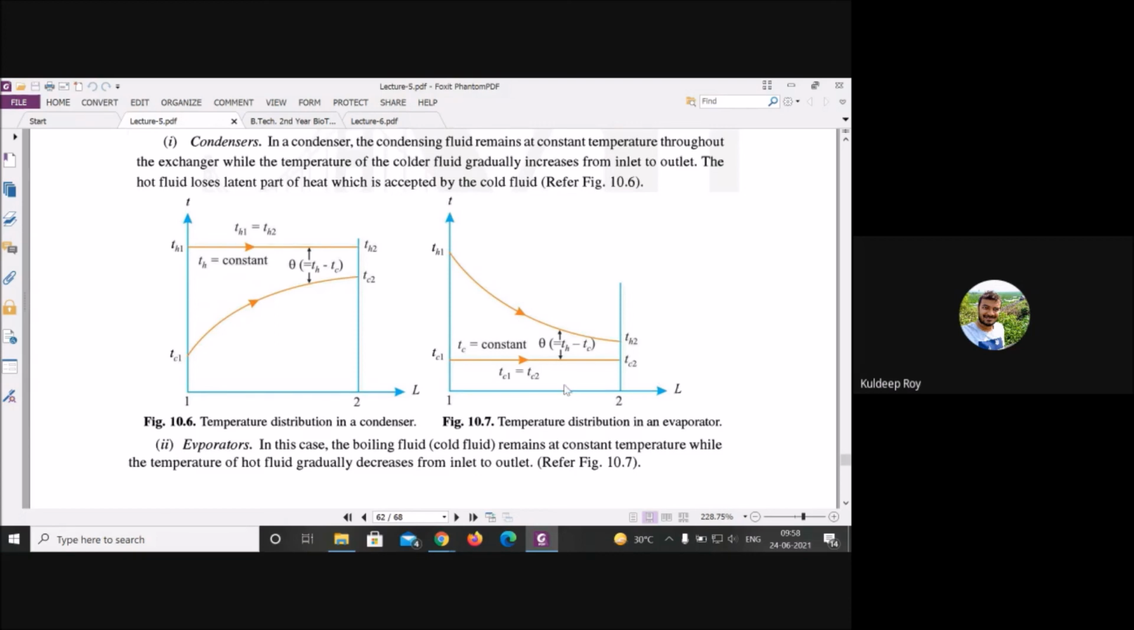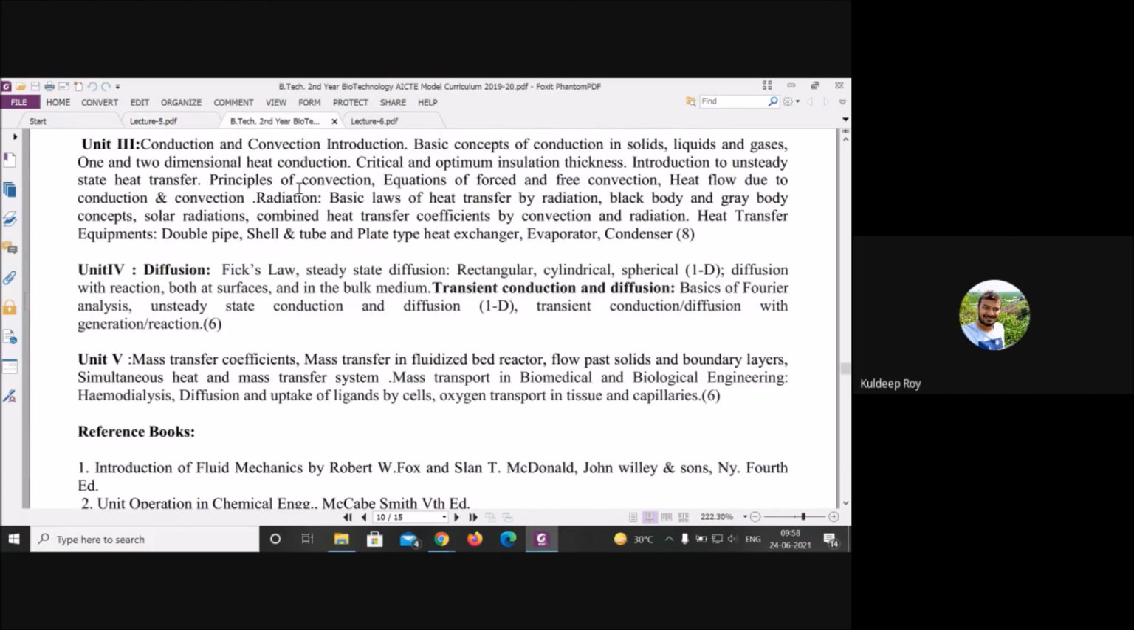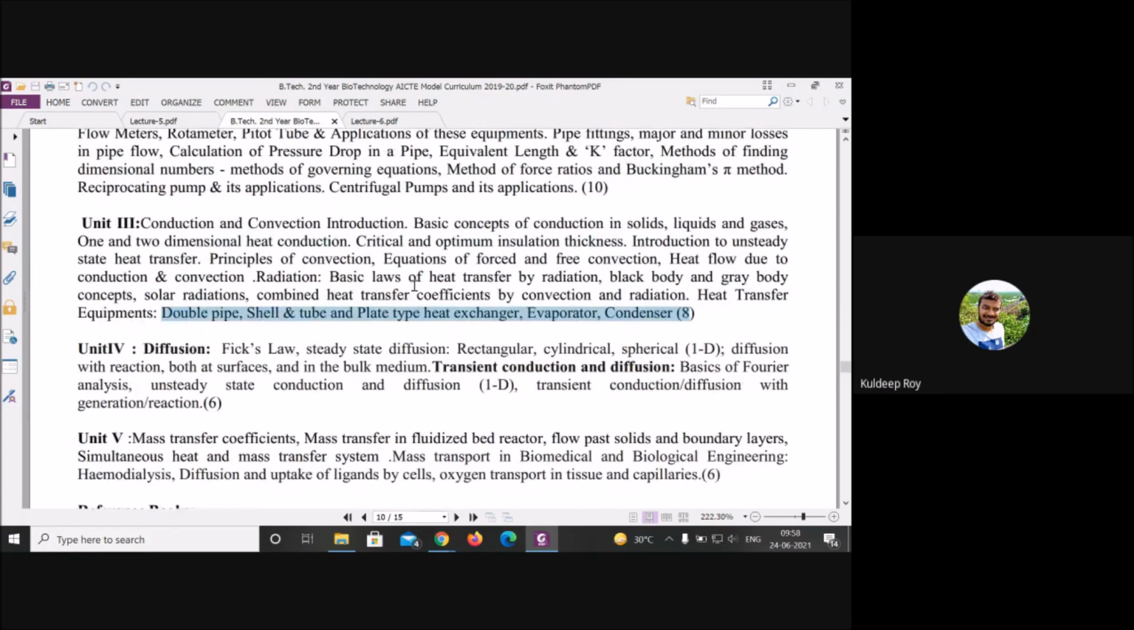Then after this, I think we have finished your unit 3. Everything we have finished. Today I will circulate all the notes related to your heat transfer.